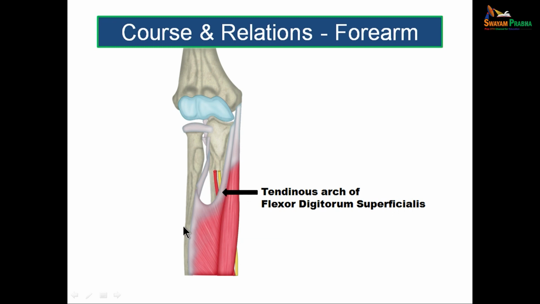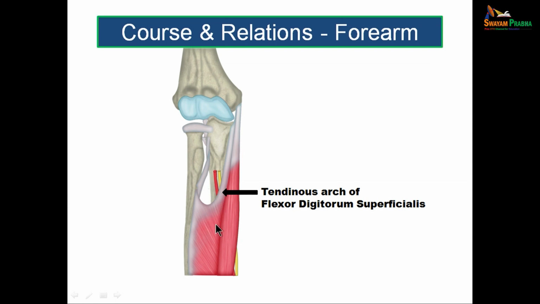It is going to pass deep to this tendinous arch, and this tendinous arch is the tendon of Flexor digitorum superficialis, and this is the origin of Flexor digitorum superficialis muscle. This muscle is a superficial flexor present in the forearm. So, you find this superficial flexor has got two attachments which are connected by a tendinous arch. One of the attachments is coming from the humerus and the ulna here, and the other attachment is attached to the radius. So, between these two you find a tendinous arch, and deep to this tendinous arch you find the median nerve and the ulnar artery passing.